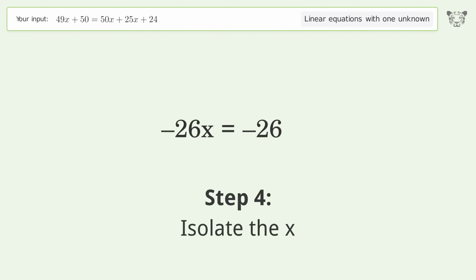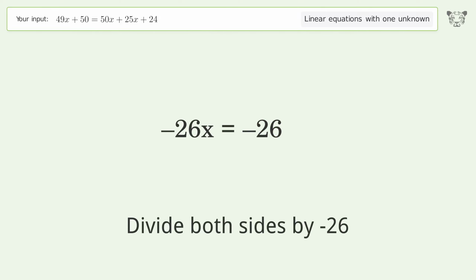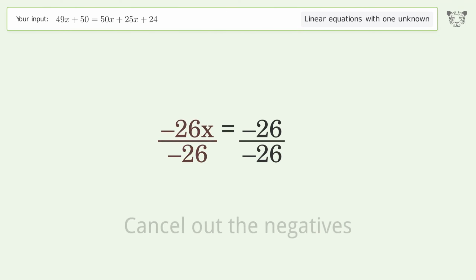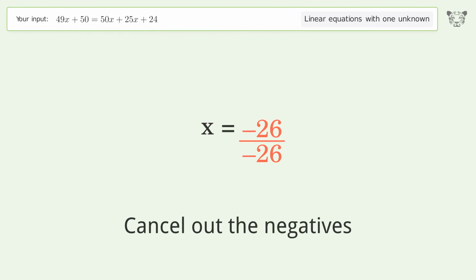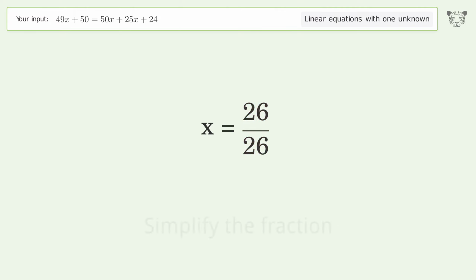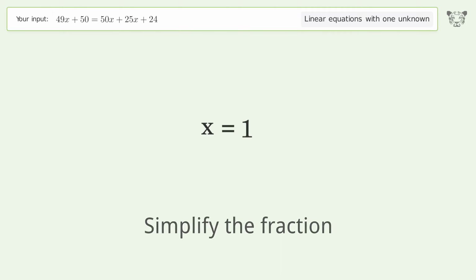Isolate the x. Divide both sides by -26. Cancel out the negatives. Simplify the fraction. Cancel out the negatives. Simplify the fraction. And so the final result is x equals 1.